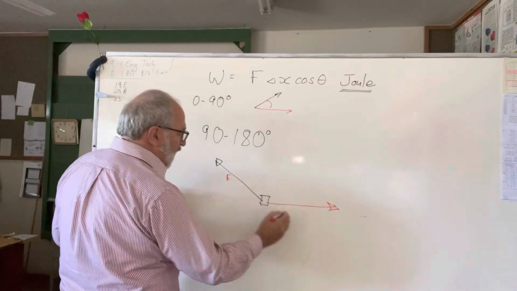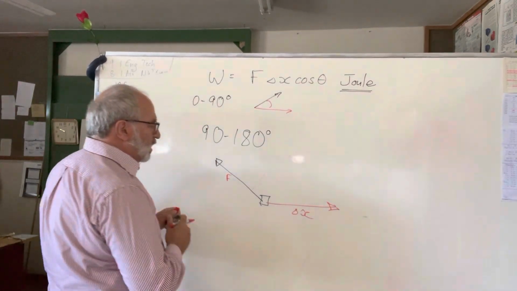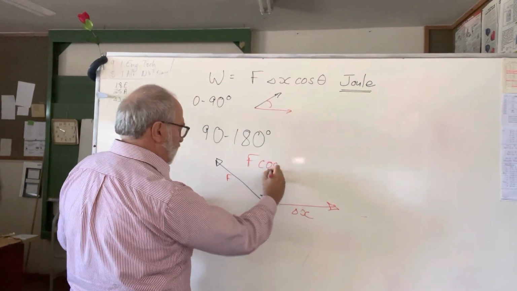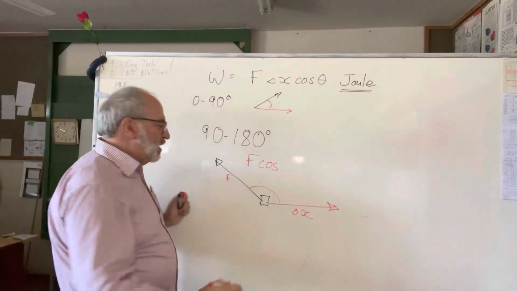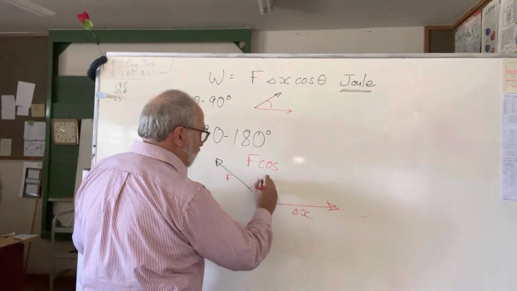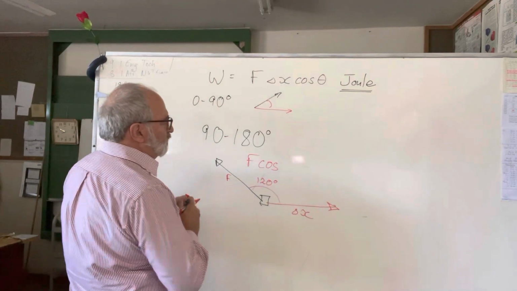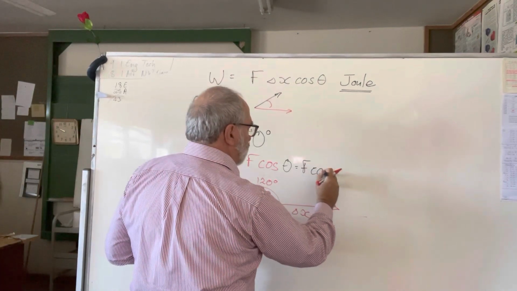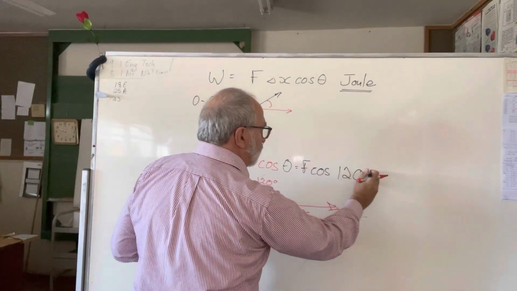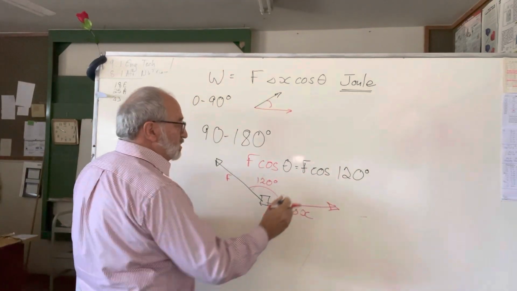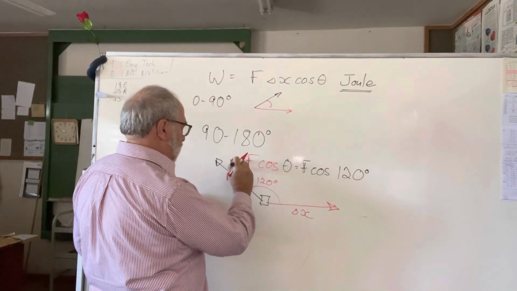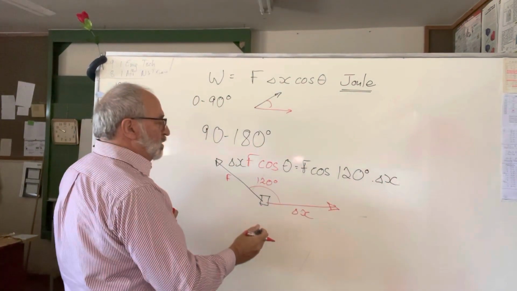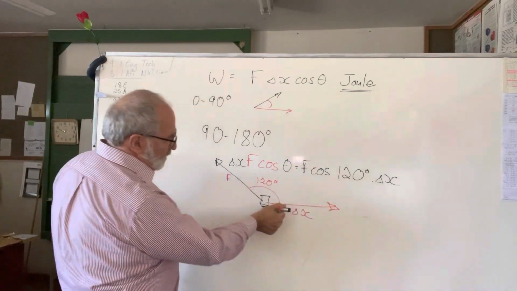So this would be F, and that is the delta x. Then we use the same equation. F cos, let's say this is 110 degrees, or 120 degrees. F cos theta is like F cos 120 grade. And you will notice, sorry, times the delta x. Let's put the delta x there. So it's this F times the displacement times the cos of that angle.